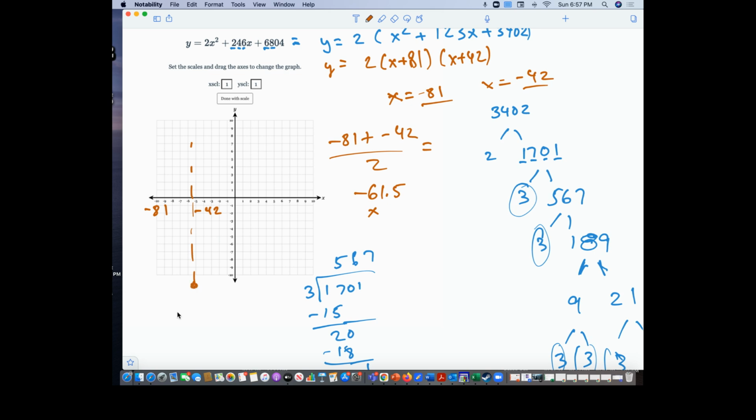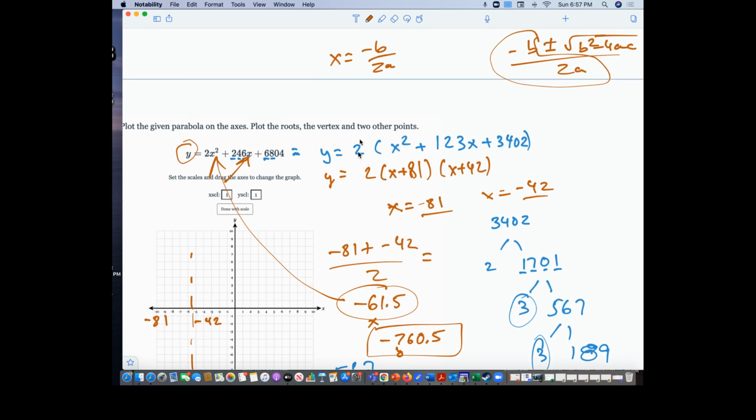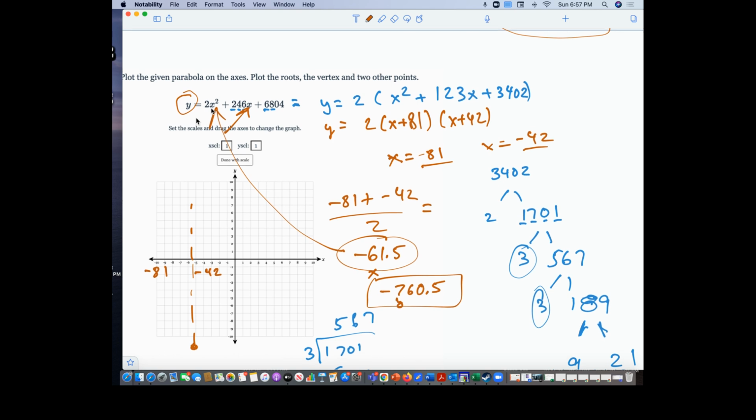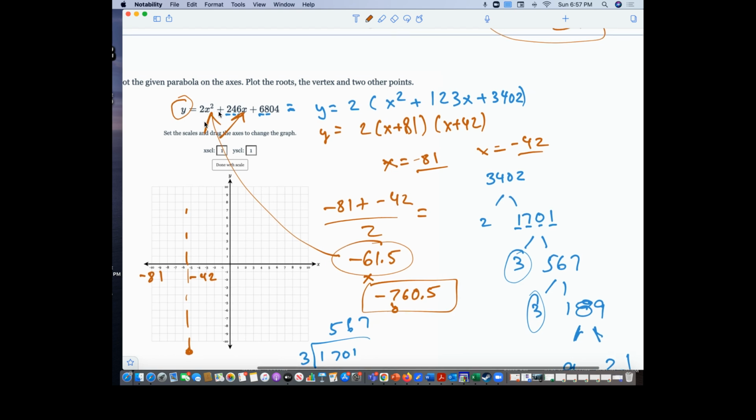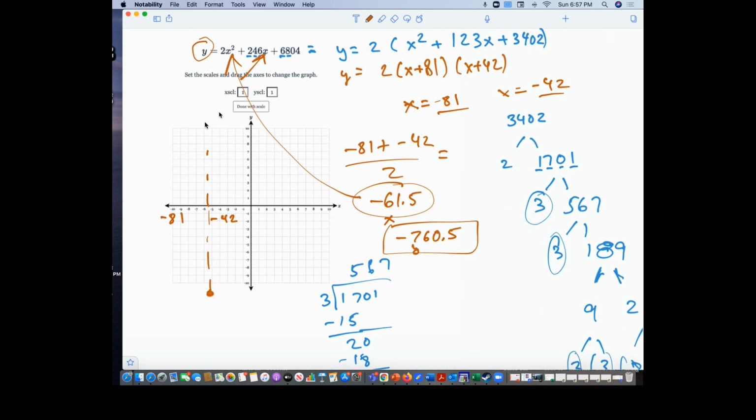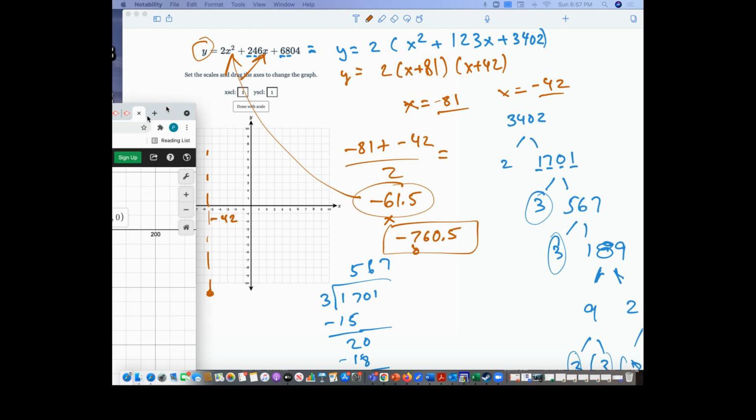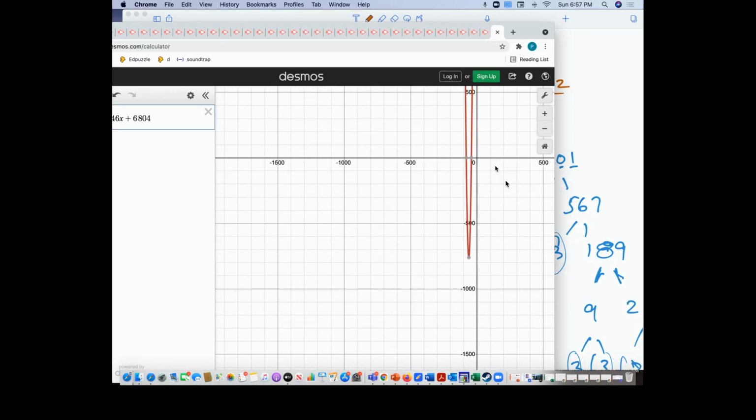Now, to find the y component, you take this value, you substitute it back in here and here, and it'll give you the y. And if you do that correctly, you end up getting negative 760.5. That's our y component value. Okay, and I would say vertex and 2 other points. Whatever you want to do for your 2 other points, you just plug in random numbers and you get them. I graphed it on Desmos, so I'll just pull that back up. Your graph is going to look something like this.